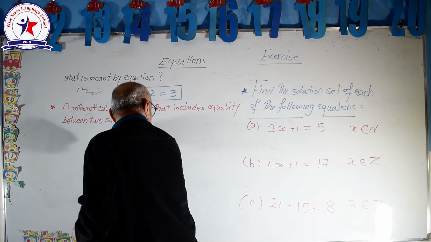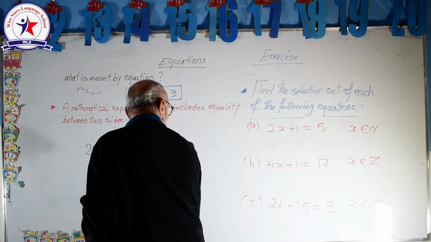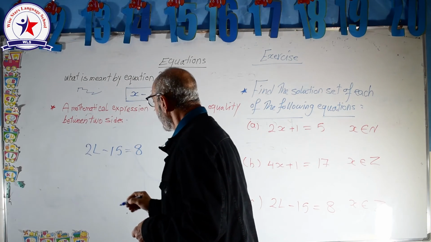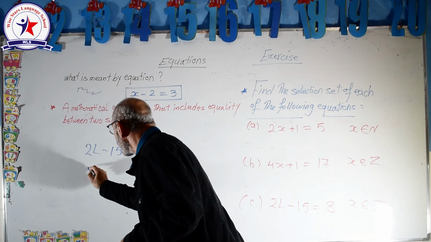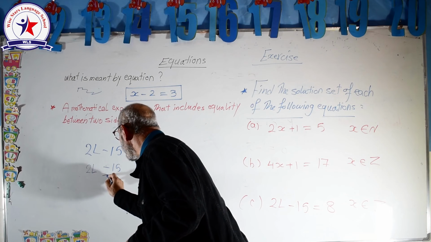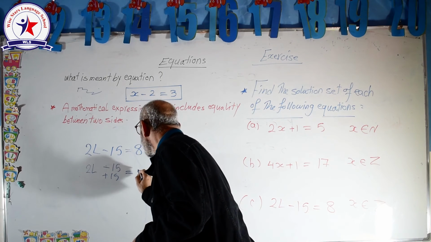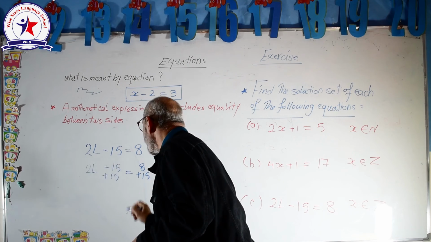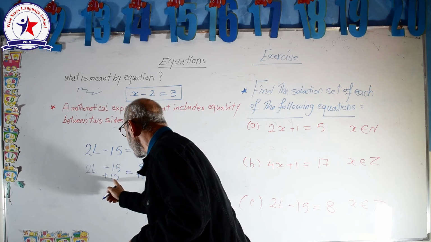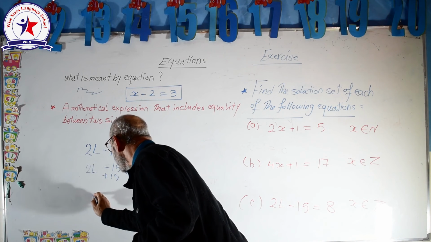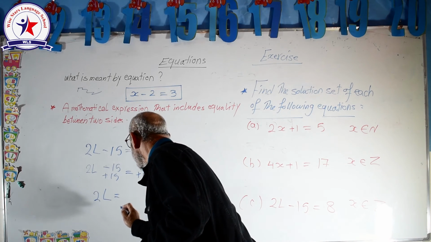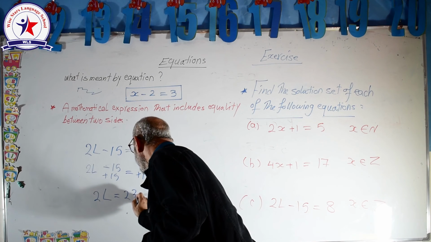Now we have example C: 2x minus 15 equals 8. Let us have the solution for this. 2x minus 15, add 15 to both sides. Now we are using the additive inverse. The additive inverse of negative 15 is positive 15. Negative 15 plus positive 15 is 0. 2x is left. 8 plus 15 is 23.